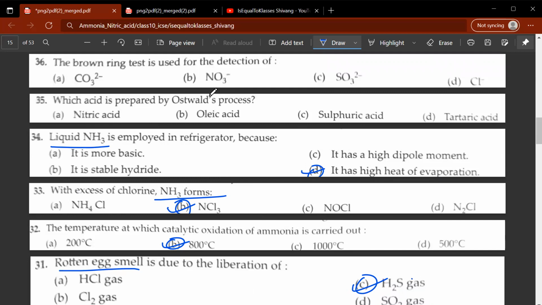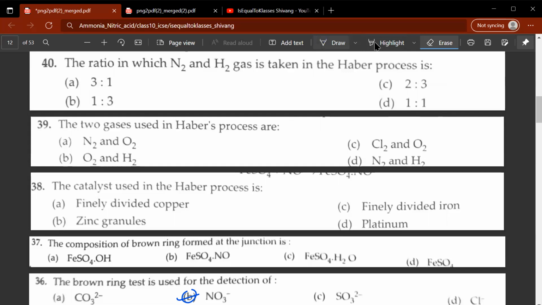Which acid is prepared by Ostwald's process? Nitric acid. The brown ring test is used for the detection of NO3. Okay, so let's move on to the next question. 37th question. The composition of brown ring formed at the junction is, so this would be FeSO4.NO. 38th question. The catalyst used in Haber's process is, so the catalyst is finely divided iron.